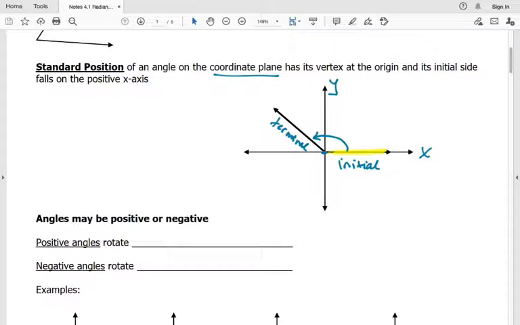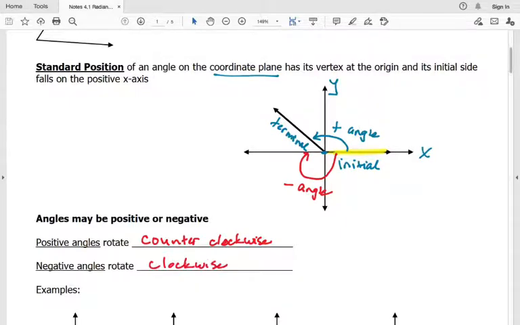And if we go counterclockwise, we think of those as positive angles. If I were to have gone clockwise, if I go in this direction, that would be a negative angle measure. All right, so again, positive angles rotate counterclockwise. And negative angles rotate clockwise. All right, let's move up a little bit.